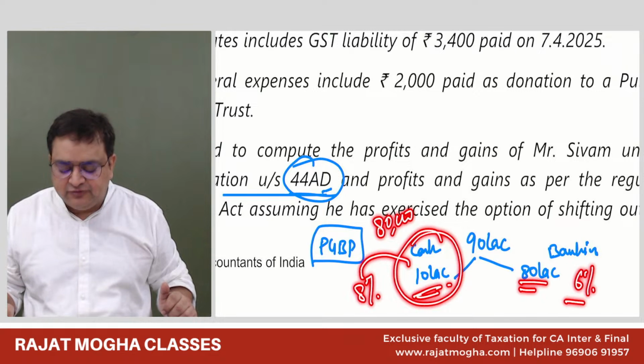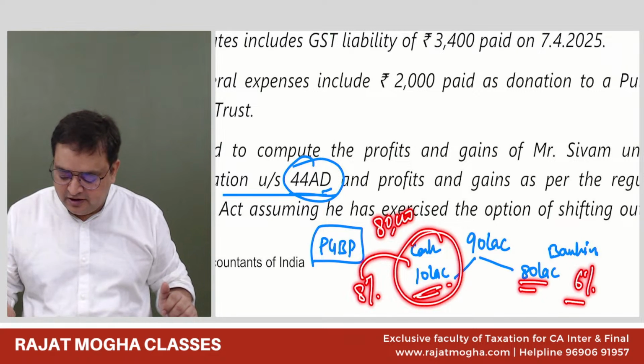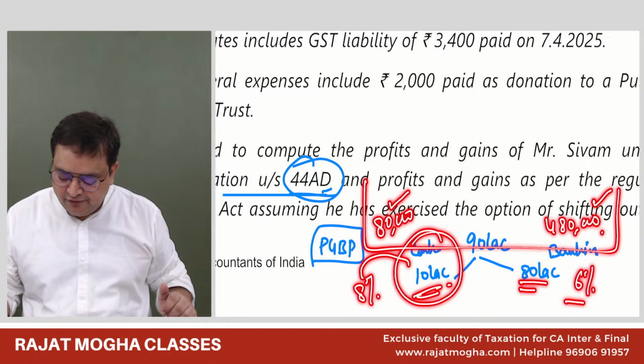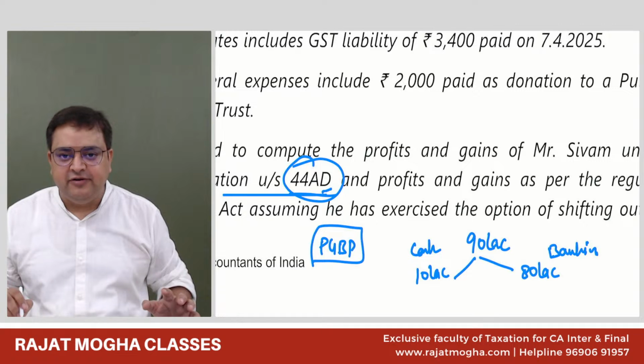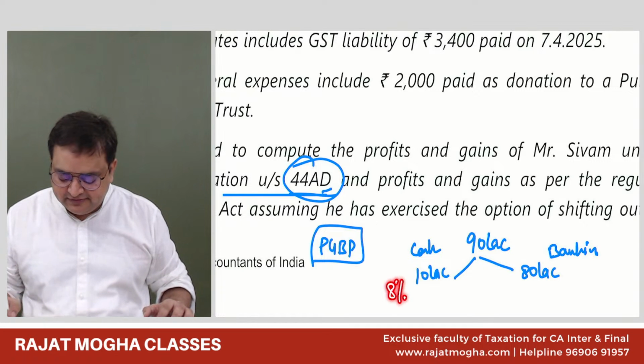So 80 lakh into 6% is how much? 480. So 480 here, 80,000 here. So total it would be how much? 540. So this is your presumptive income. Understood, everybody? So it is 8% also, 6% also.